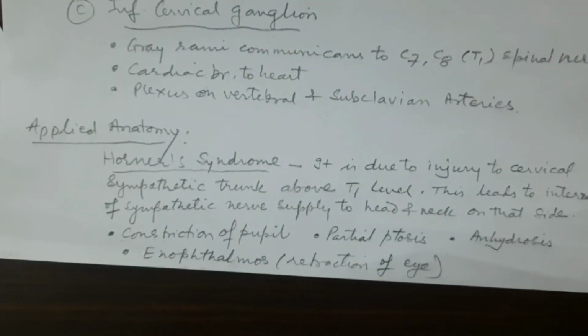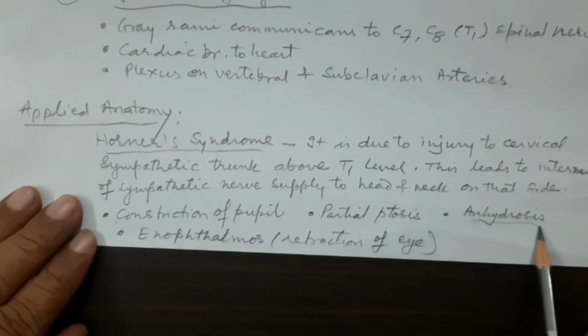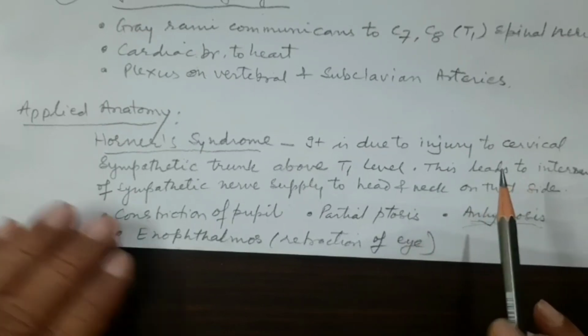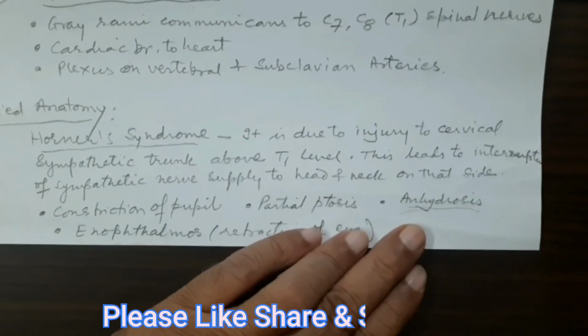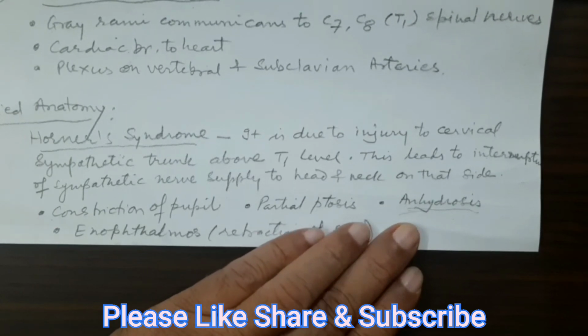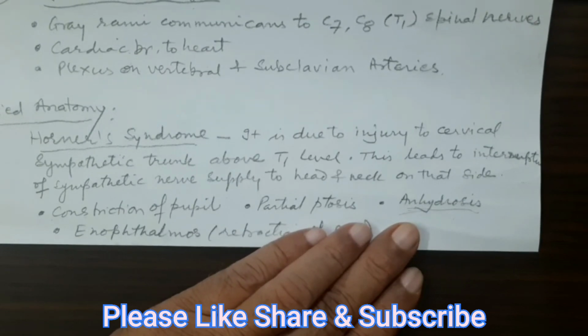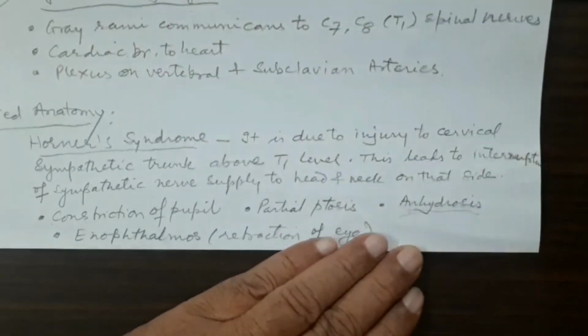Then the third component of this Horner syndrome is anhidrosis. What is anhidrosis? That means loss of sweating on that half of the face. So there will be no sweating, while the other half of the face will show sweating. Anhidrosis is due to the interruption again of the sympathetic innervation to the sweat glands. The sweat glands are now not supplied by the sympathetic, whose stimulation leads to sweating. So that half of the face will remain dry without any sweat.